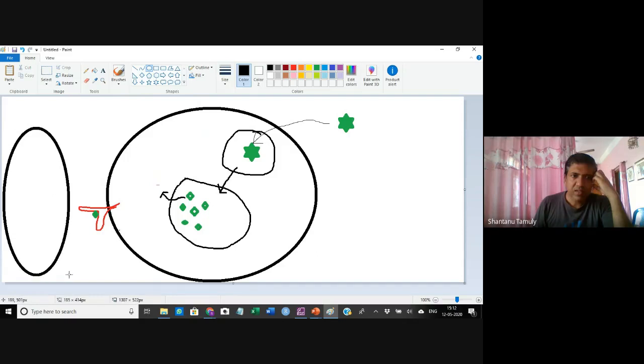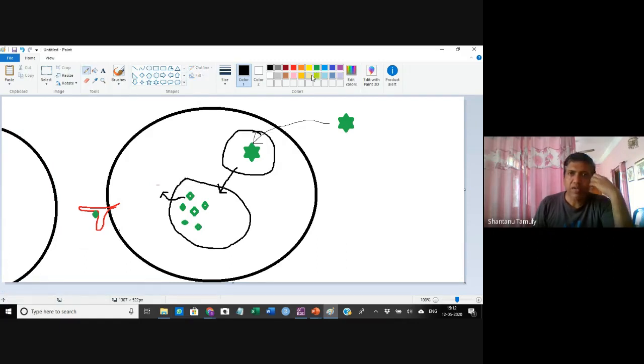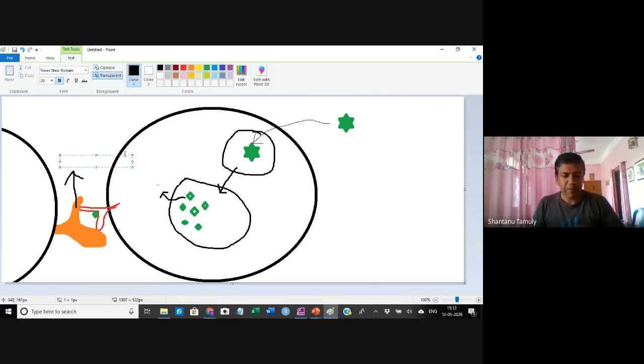Okay, this is a T cell. T cells have a particular receptor. This particular receptor is called the T cell receptor. Okay, so now what happens?